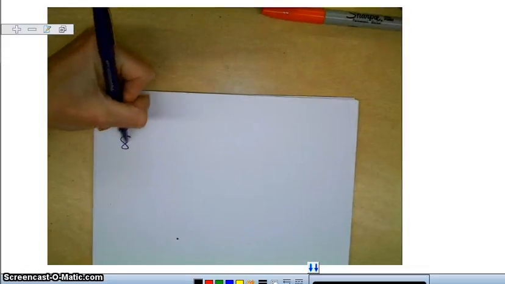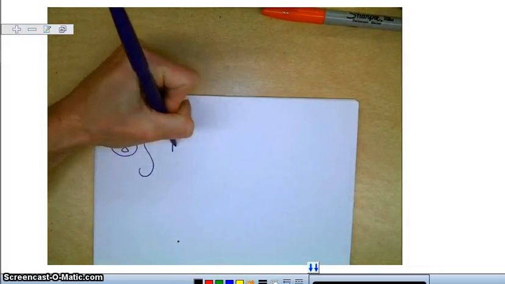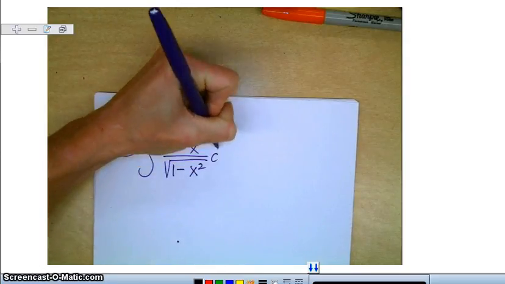All right, so let's look at another example. This is just going to be a regular integration one. So the integral of 1 minus x over the square root of 1 minus x squared dx.